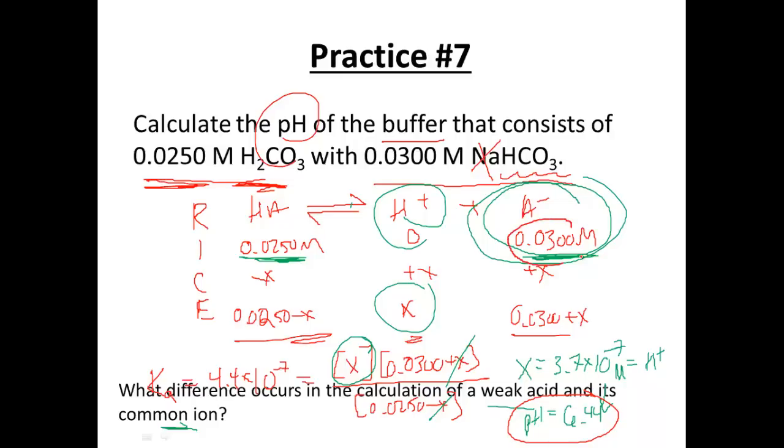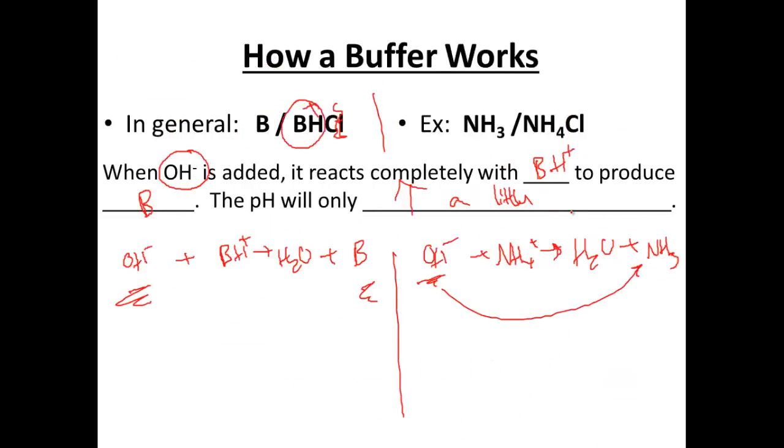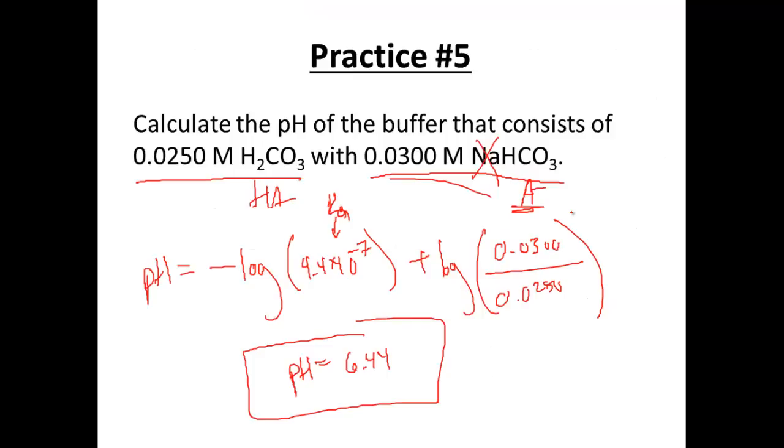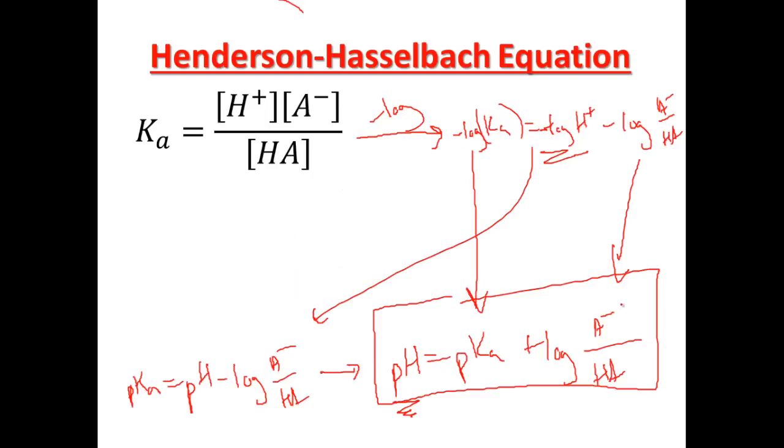So buffers really are RICE tables here. We start with a little bit of initial amount of that common ion, and we can find the pH. But using the Henderson-Hasselbalch equation, we can just plug in and solve. As long as you know the concentration of the acid component and the base component, that's what the Henderson-Hasselbalch equation is all about. It shows us that this ratio of the conjugate base and the acid, along with the Ka value, is a way to determine the pH of a buffer very quickly.